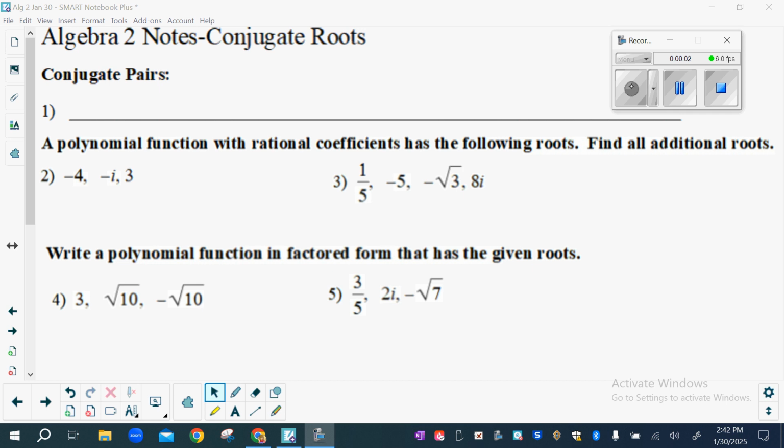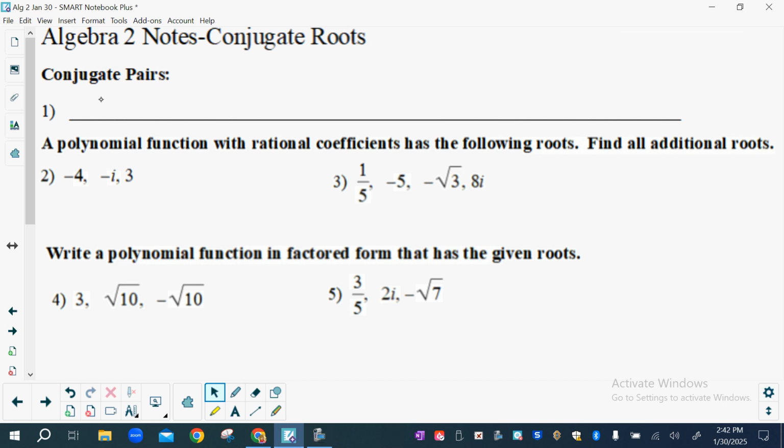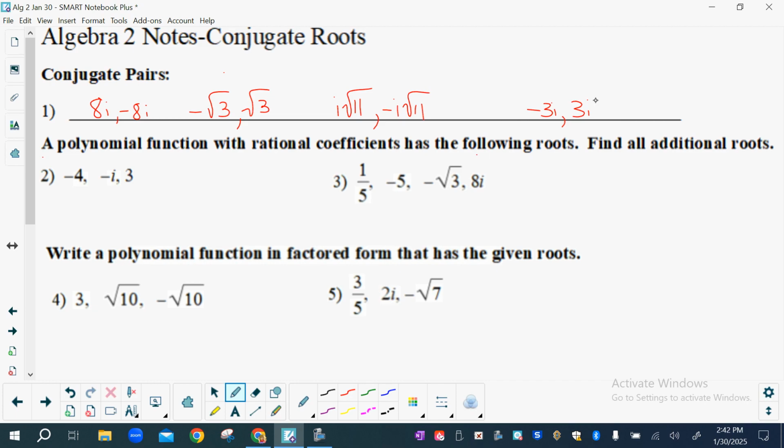Okay, so here's some examples of conjugate pairs. So what do we notice about those pairs?